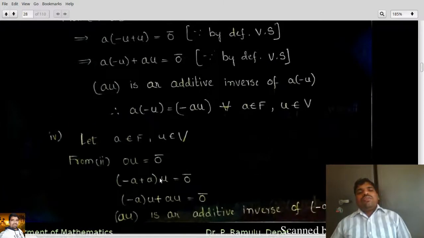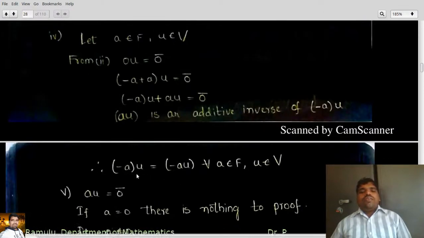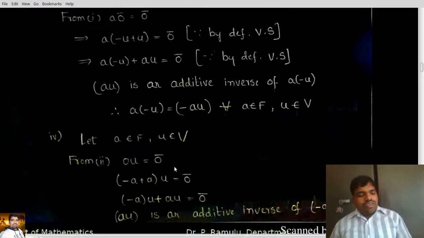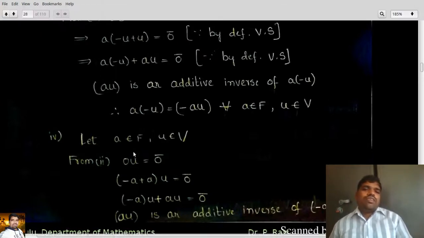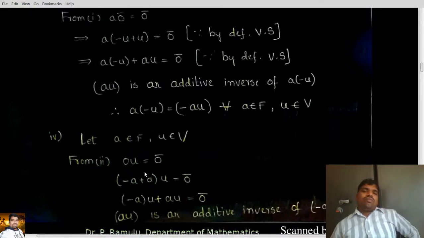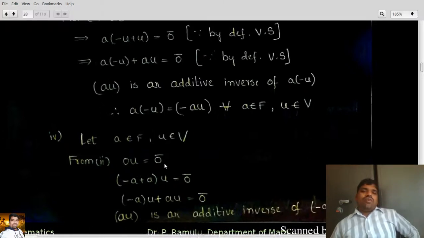Now the fourth one. I want to show that minus a u is equal to minus a u for all a belongs to F, u belongs to V. I am writing here: let a belong to F, u belong to V. From 2, what do we know? 0 into u is equal to 0 bar. So 0 can be written as minus a plus a, so that minus a plus a into u equals 0 bar.